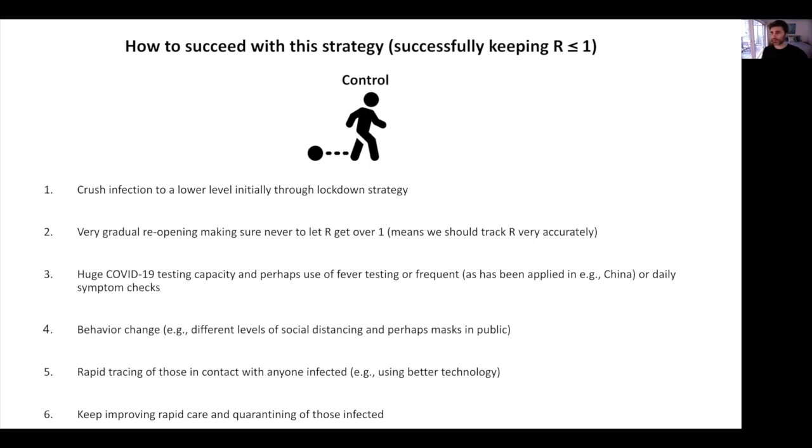If you haven't already used lockdown to get a smaller number of infections, or if you haven't started with a smaller number of infections, it's going to be tough to keep the R small enough. Then we could use a very gradual reopening, making sure to never let the R get over 1. And that means we have to be able to track the R very, very carefully to make sure we don't blow right past R equals 1.